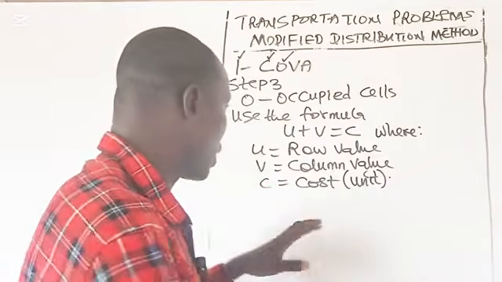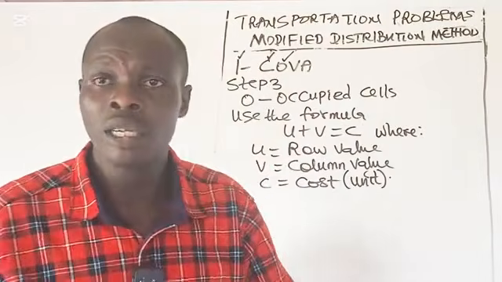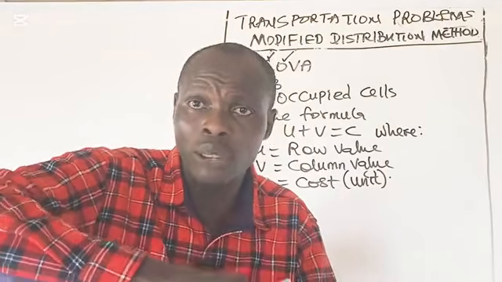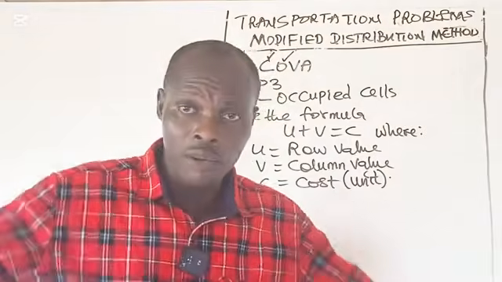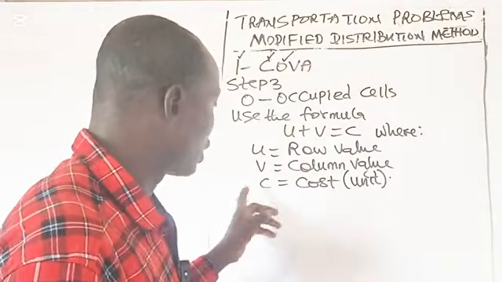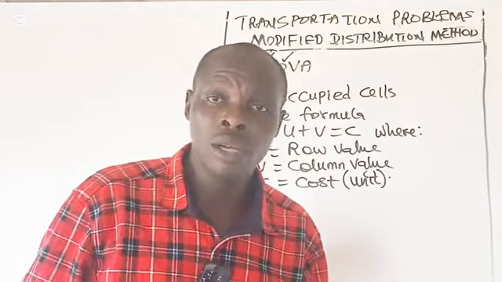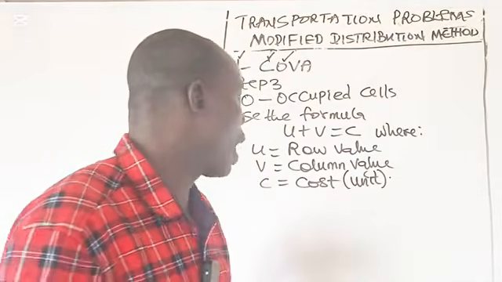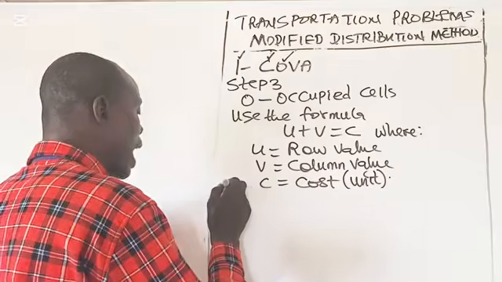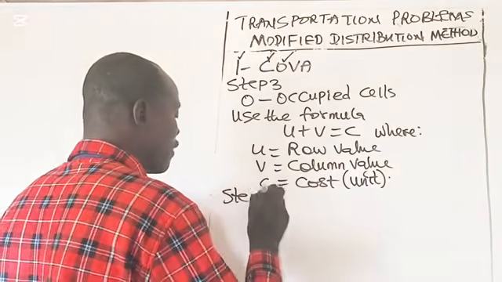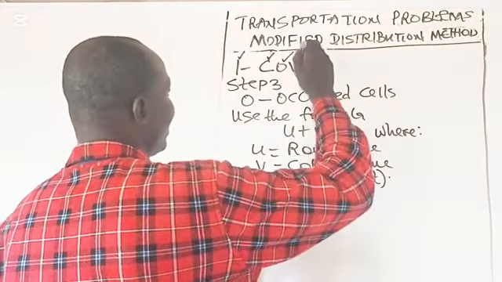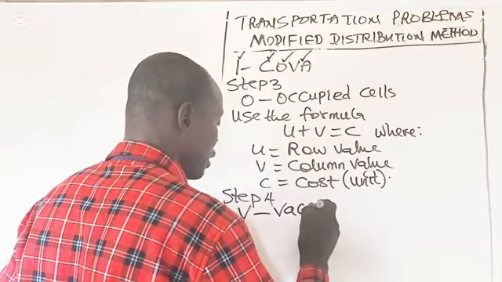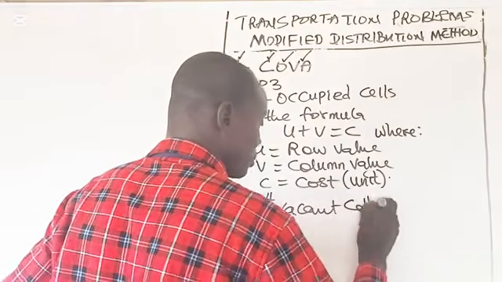Across the various equations formed, when you take the U in the first row to be 0, you then solve for the various other U and V values across the table. You will understand this better by the time we solve a worked example. Step number 4, that is letter V. V for vacant cell.